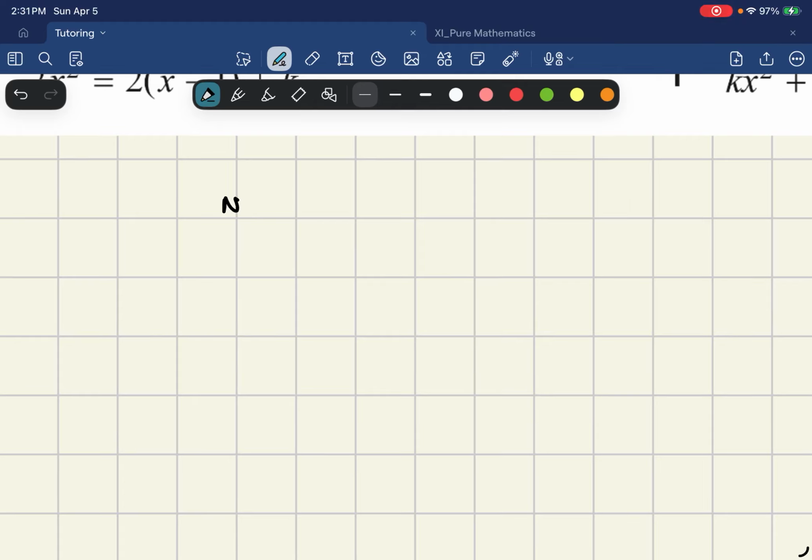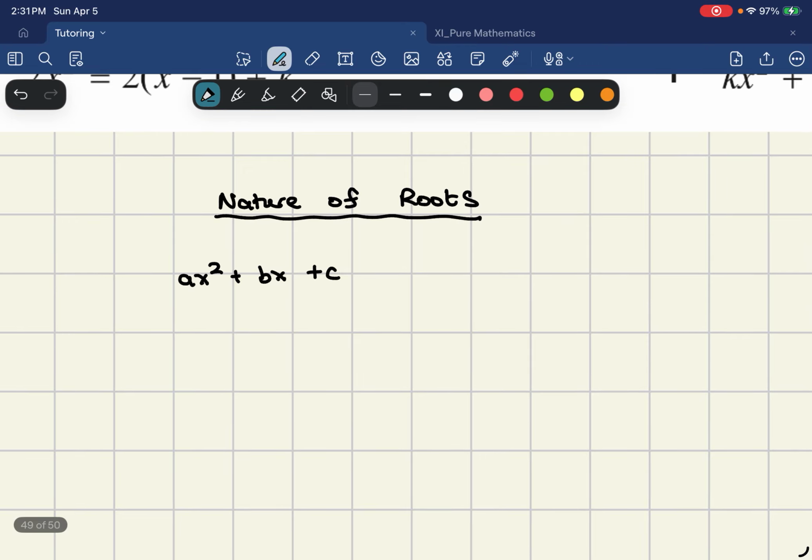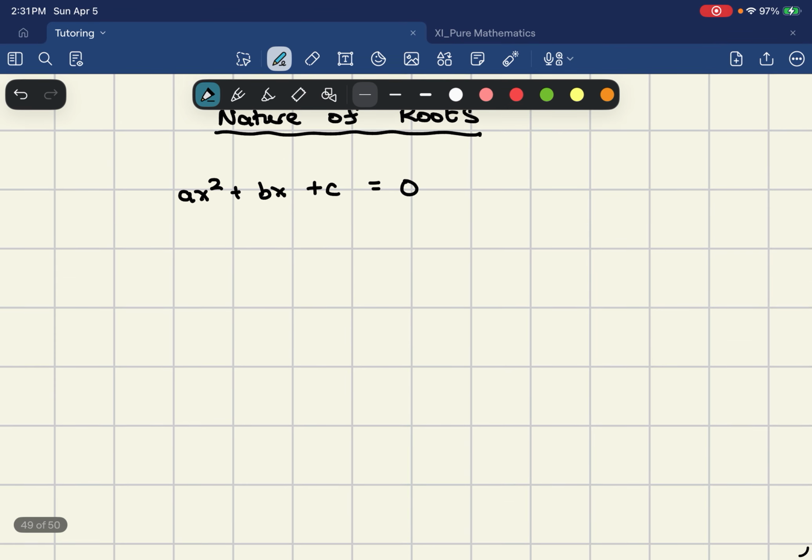So in this video, we're going to go over the nature of roots for a quadratic equation. And to do so, let's revisit our standard quadratic equation: ax squared plus bx plus c equals 0. So we want to find the values of x that solve this equation.